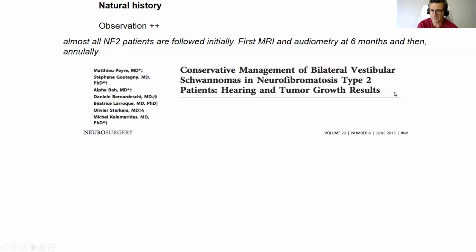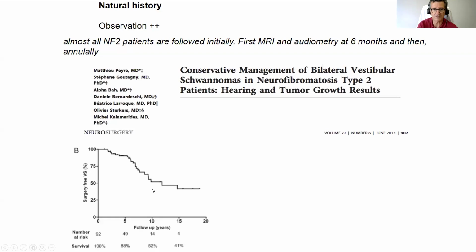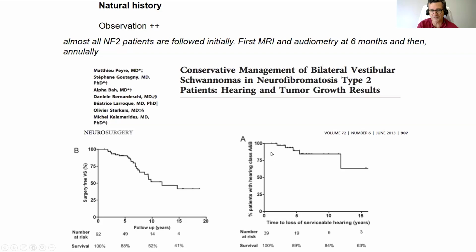We published this paper, and there are other papers showing that, in fact, when you follow the patient, you see this is the probability to keep useful hearing in one side from a population with bilateral vestibular schwannoma. So at 10 years, you see that 80% can still have hearing at least on one side. This is very important because a lot of decisions of the treatment are based on the fact that at 5 years, if you don't do anything, all the patients will be deaf. I don't think it's true.